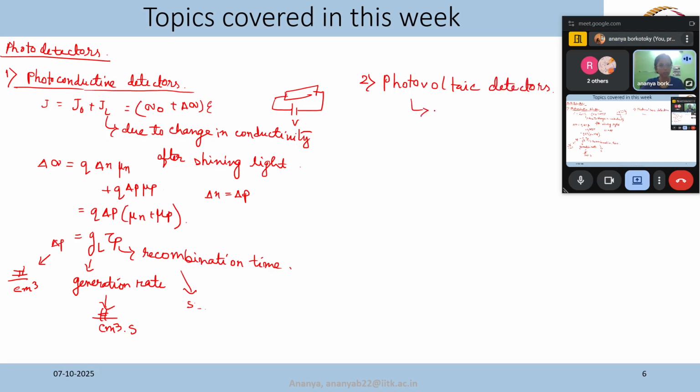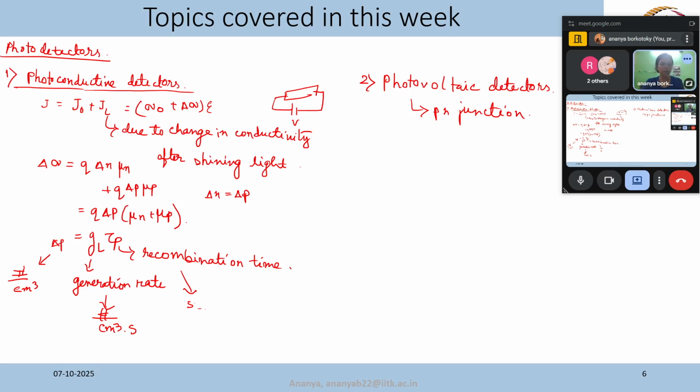Again, these are nothing but PN junctions, used in reverse bias. Why do we use them in reverse bias? We know that when we use PN junctions in forward bias, the current is already high.